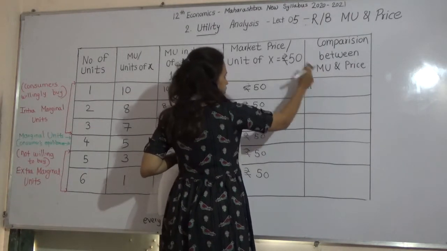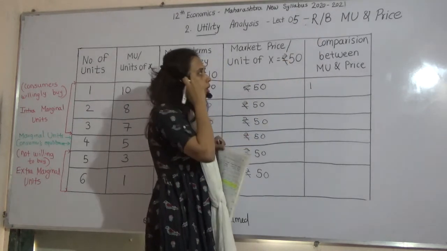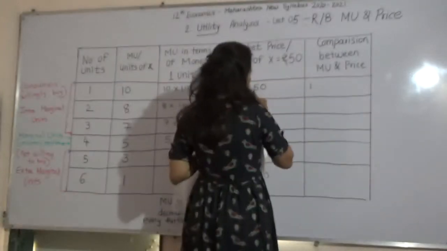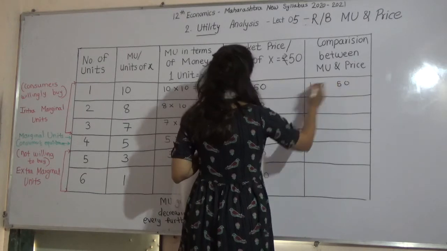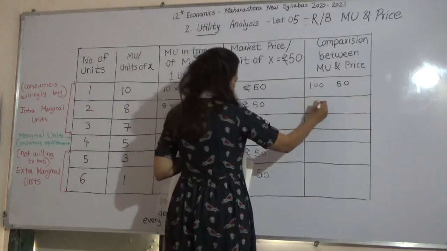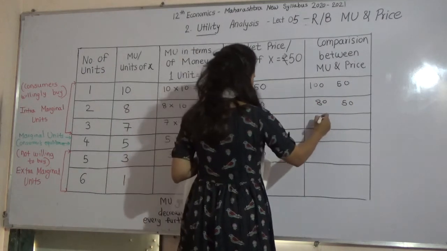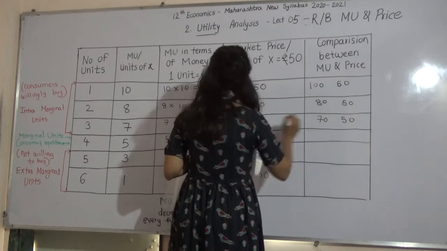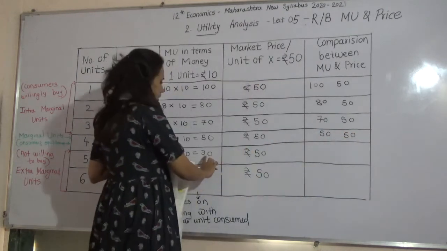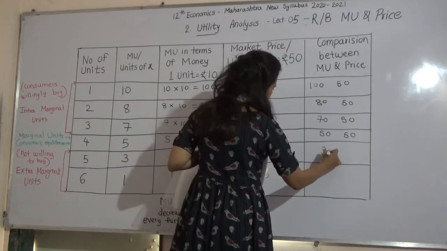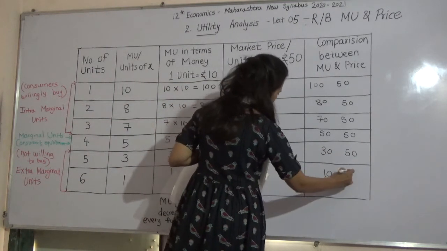Now see the comparison. Comparison of what? MU. That's why we are studying relationship between MU and price. So 100 and 50, 80 and 50, 70 and 50, 50 and 50, 30 and 50, 10 and 50.